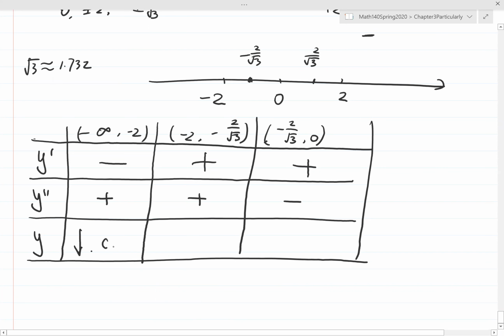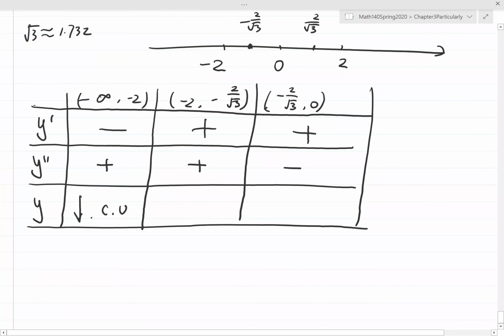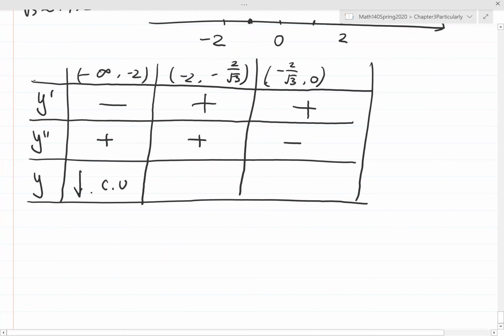And the concavity is concave up. So decreasing concave up, what does it look like? Okay, this is decreasing concave up. And then the second interval is increasing concave up. And then the third interval is increasing concave down. Increasing concave down looks like this.